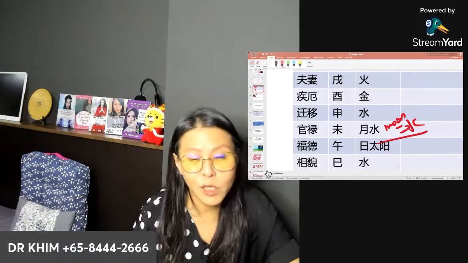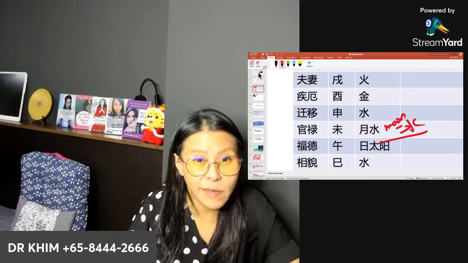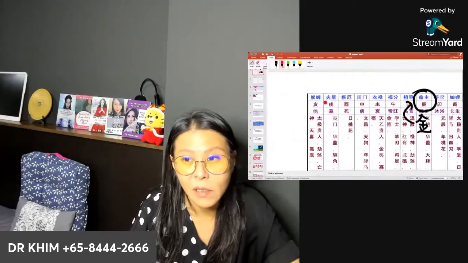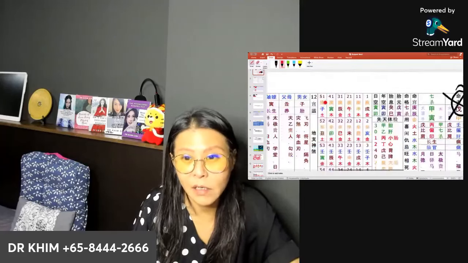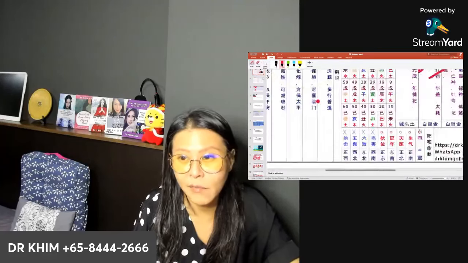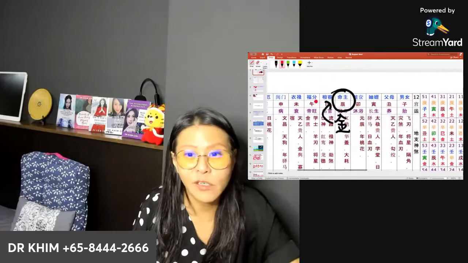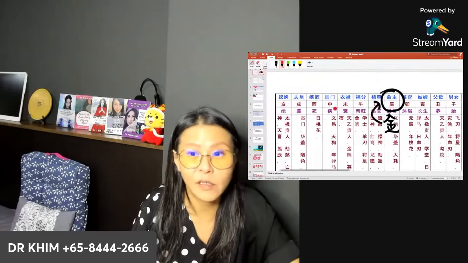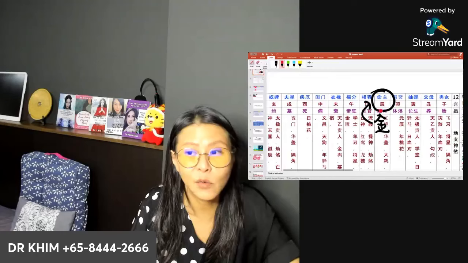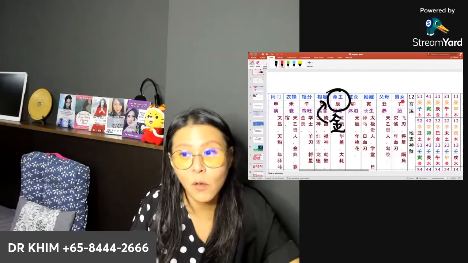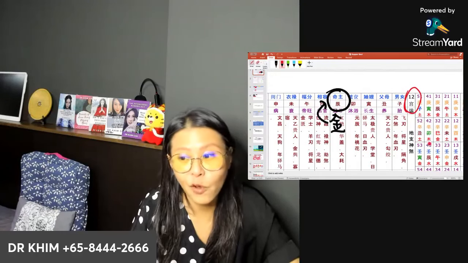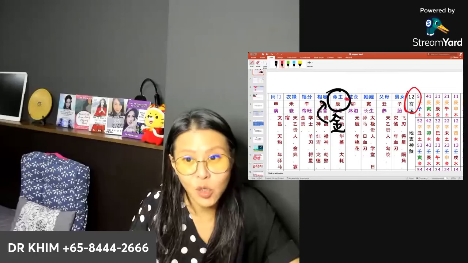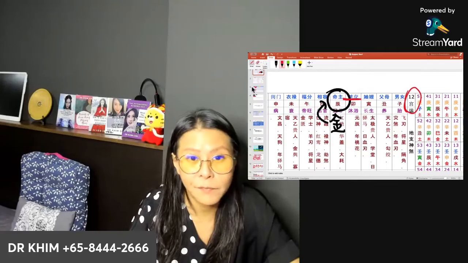How to determine your Ming Zhu? You go to your chart, right? The whole sector, here to here, everywhere, right? Come to this sector, the 12 palaces. This is the 12 palaces. Can see 12宫, 12 palaces. Then look for Ming Zhu. Okay?